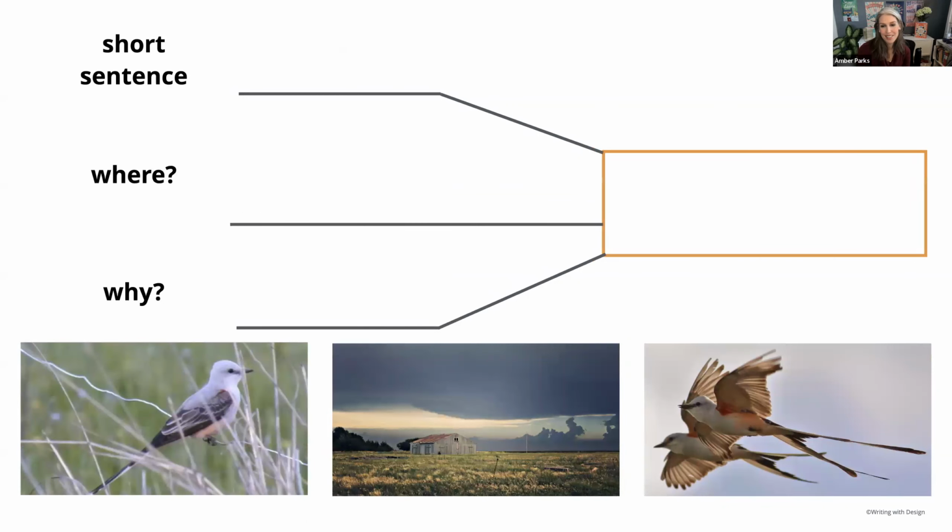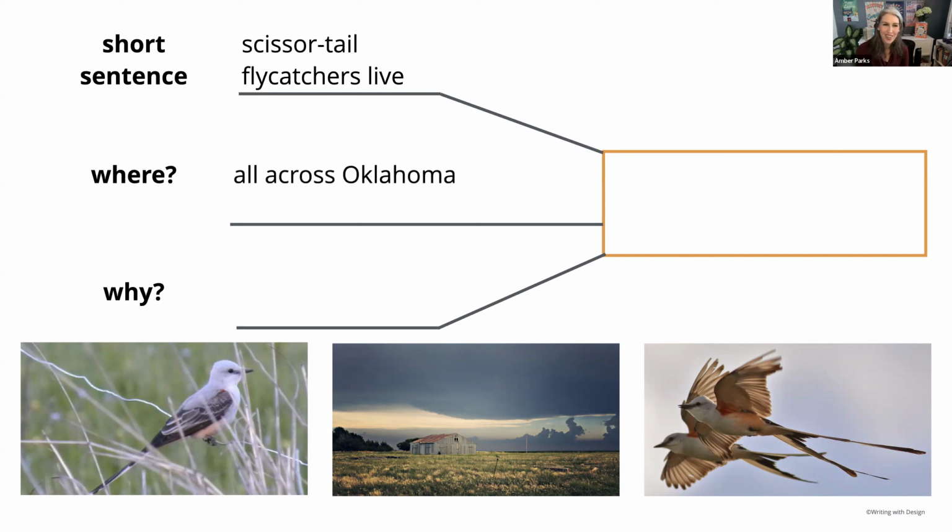So our next one is about our state bird. So we're going to take a look at our short sentence of scissortail flycatchers live. Yes, they do. But where do they live? All across Oklahoma. Why? Well, because that's their native habitat. That's where they live. So we want to then think about, again, the structure. How can these be mixed up? How can these be said in a different way to just give some neat sentence variants?